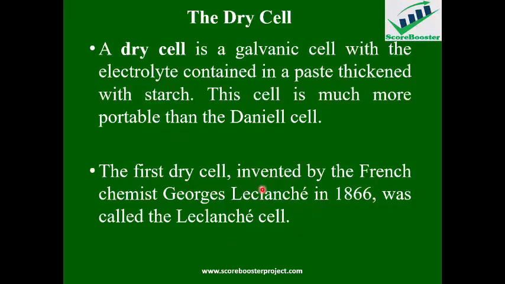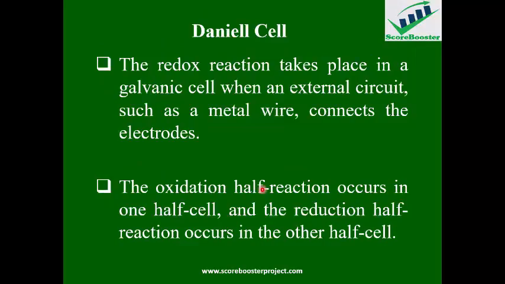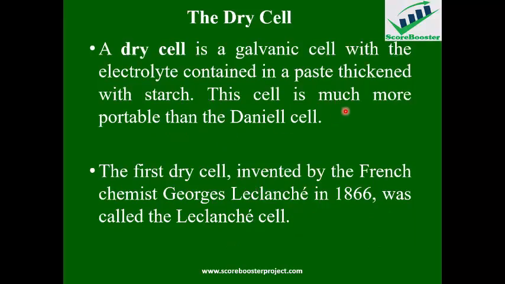A dry cell is a galvanic cell with the electrolyte thickened with starch, in a paste. We talk about the Daniell cell here as an example of a wet cell, simply because it contains a solution as electrolyte. But in a dry cell, instead of the electrolyte being in solution form, it is in paste form. That makes it dry, and it is much more portable than the Daniell cell.